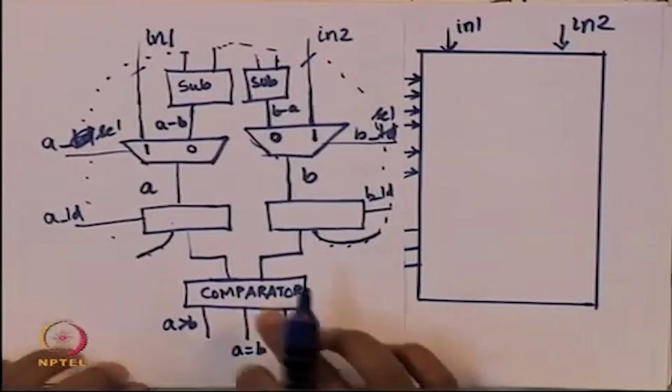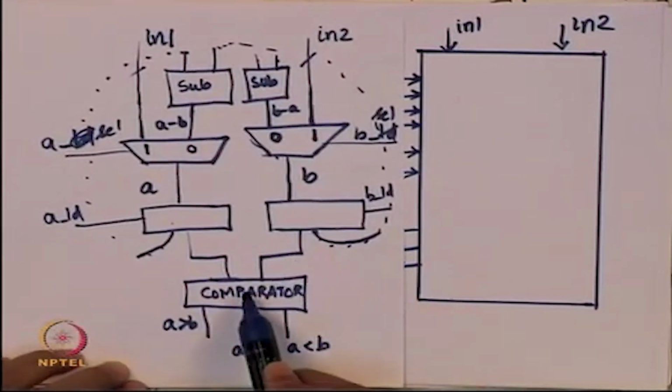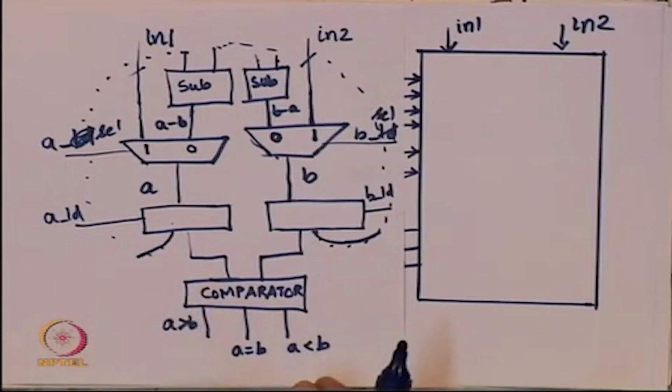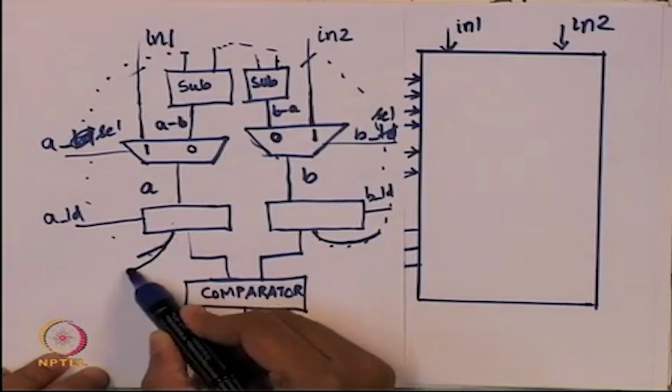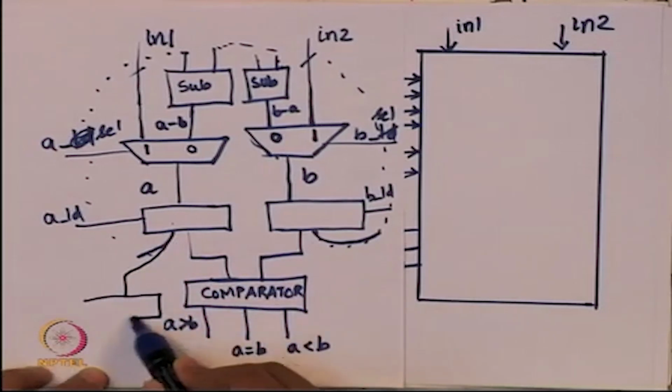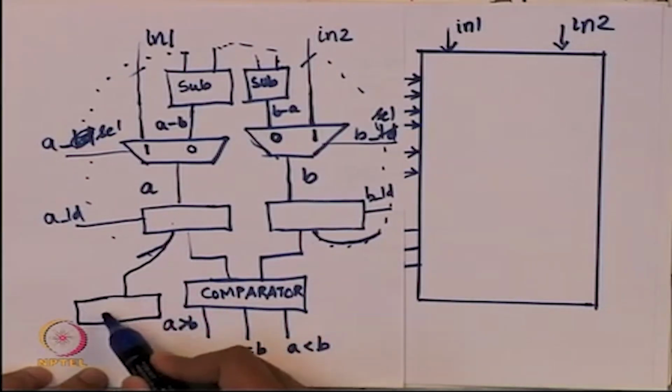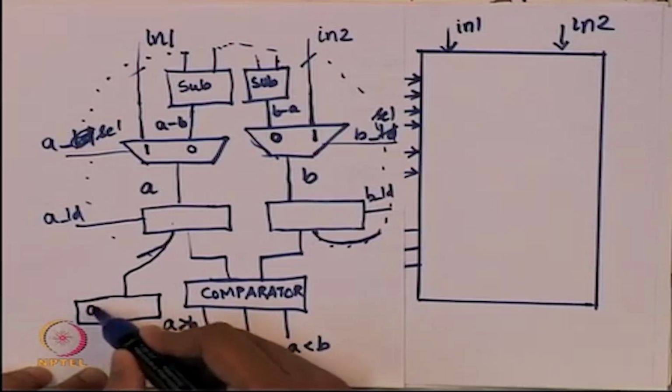Earlier when I showed a comparator, there is a comparator that is giving 3 outputs, and finally I said in the algorithm we also need the output. I put a print A, right. So what I am going to do is I am going to tap A and give it to a register. I am going to call this the output register.